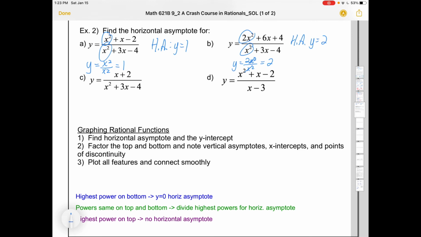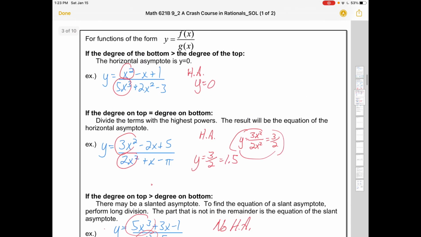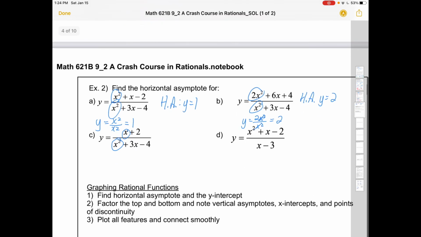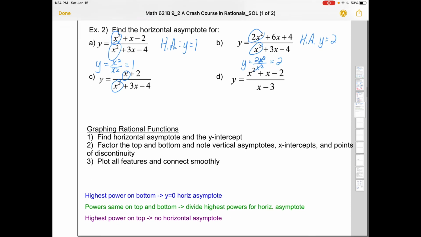In the next one, let's identify the drivers. The highest power on top is an x. The highest power on the bottom is an x squared. So highest power on bottom, check it out. That's the first case. Degree on bottom is bigger, then y equals 0 is the asymptote. And in the last one, the highest power is on the top, so we can say no horizontal asymptote.